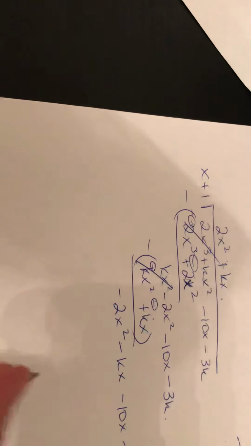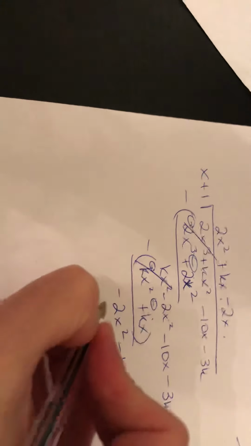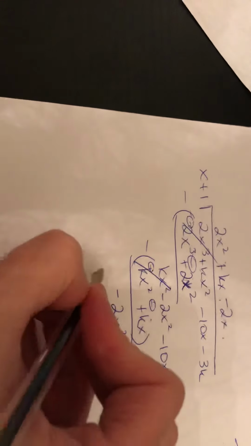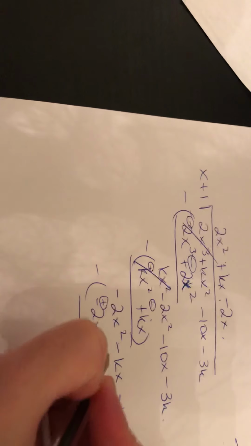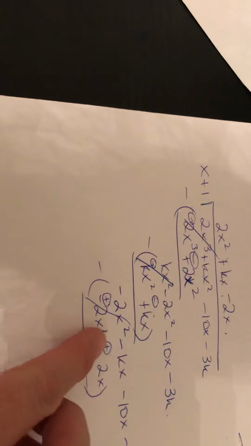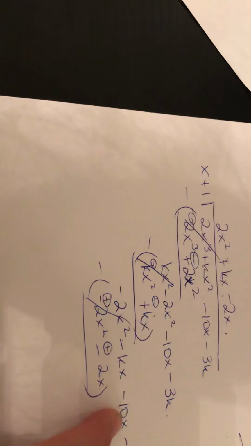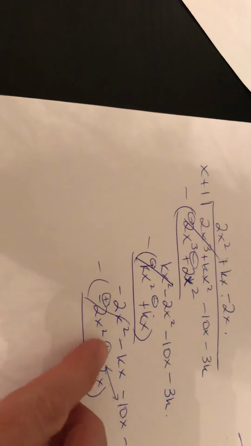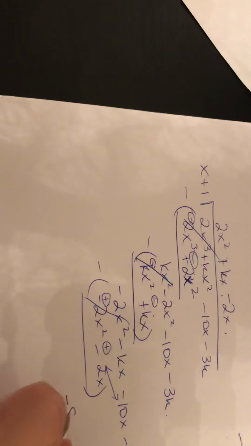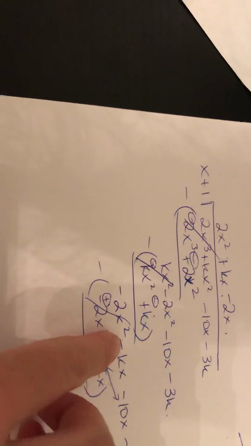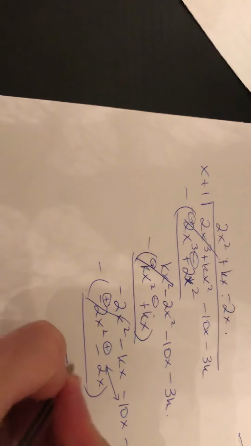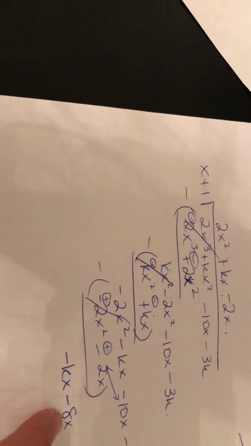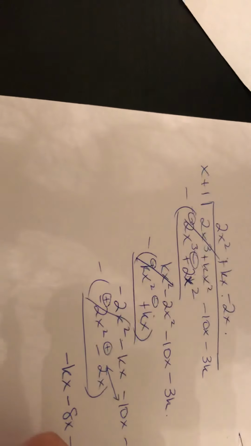What do I multiply x by to give me a minus 2x squared? A minus 2x. So that's minus 2x squared minus 2x, and I subtract. That's a minus kx plus a 2x minus a 10x. Okay, so now that I can actually work with. If I'm down 10x and I get 2x, that means I'm left with minus 8x. So I've minus kx, a plus 2x and a minus 10x gives me a minus 8x, and I have a minus 3k.